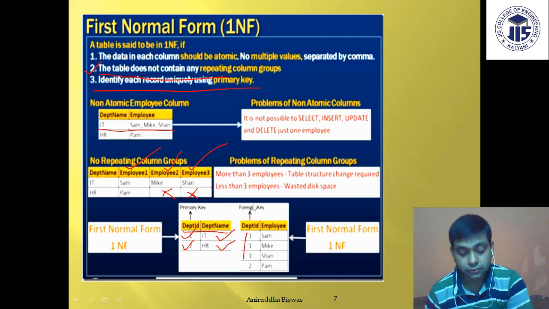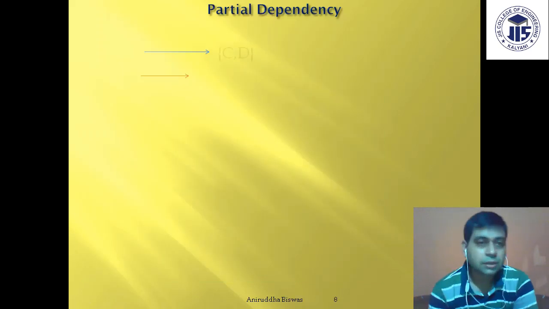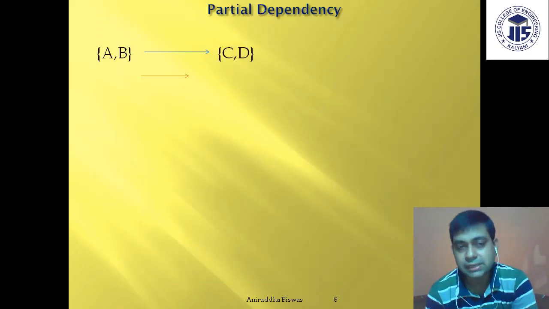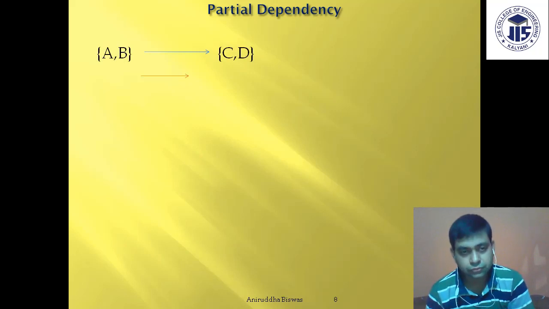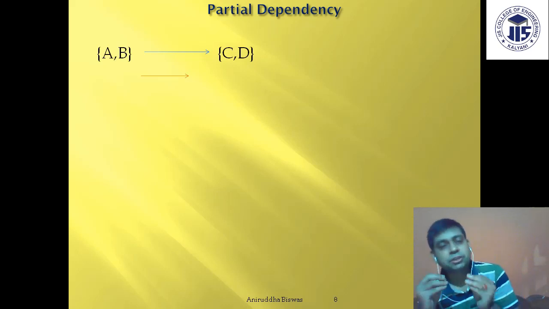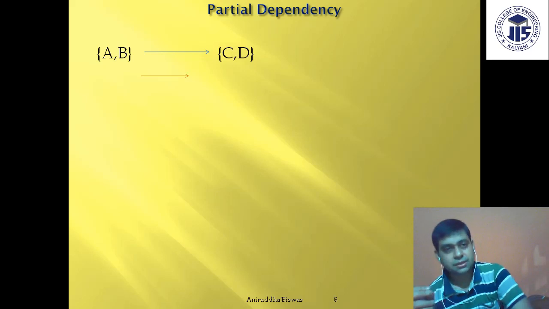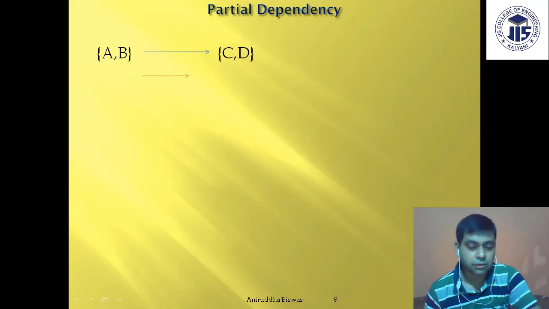Then only we can say that it is in first normal form. Now coming to a very easy concept, which is the prerequisite knowledge for understanding second normal form: the concept of partial dependency. Basically, there should not be any partial dependency in 2NF, because 2NF supports only full functional dependency. Now we need to understand what partial dependency is all about.